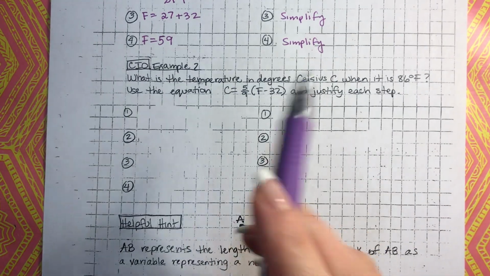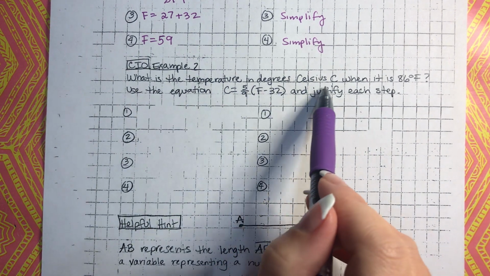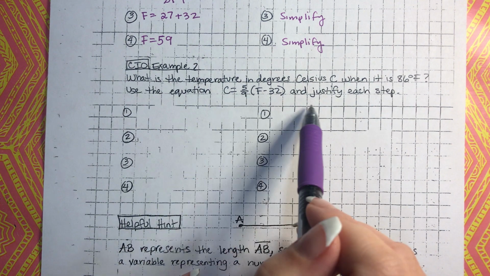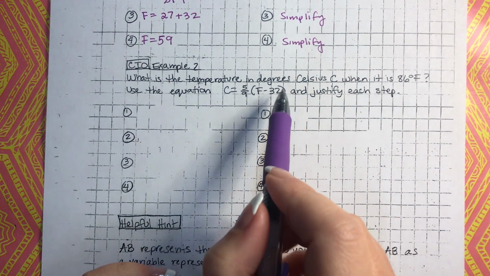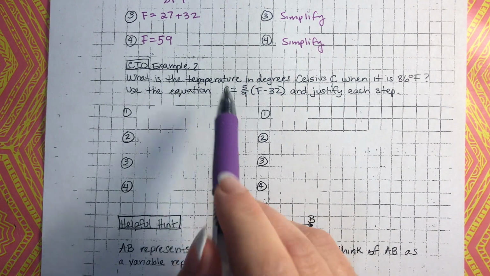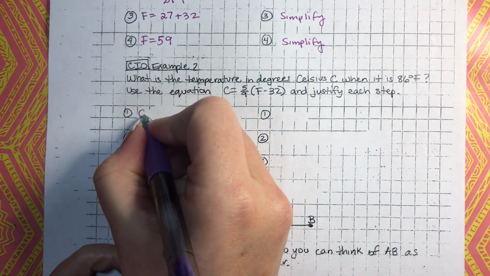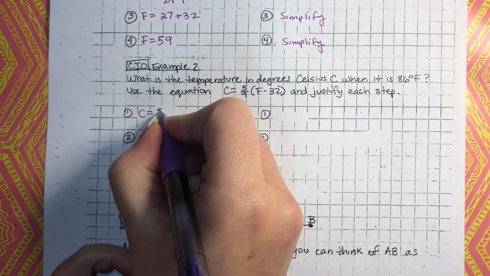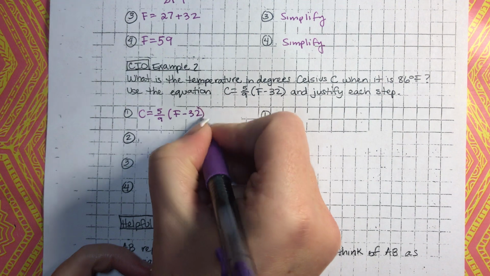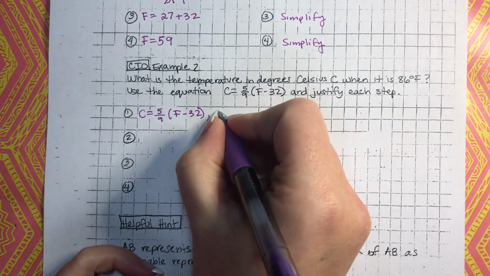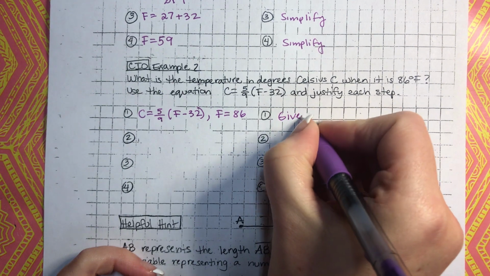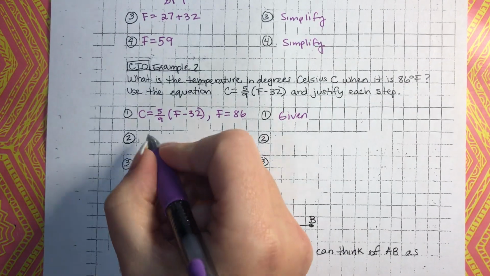Okay, we're back. Let's go ahead and get started. It says, what is the temperature in degrees Celsius C when it is 86 degrees Fahrenheit? Use this equation and justify each step. So this is the equation you'd use if you have Fahrenheit and you want to convert it into Celsius. So we're going to write down all the given information first. There's the formula, and then the other given information is that F equals 86. This is given. Then we're just going to substitute it in.